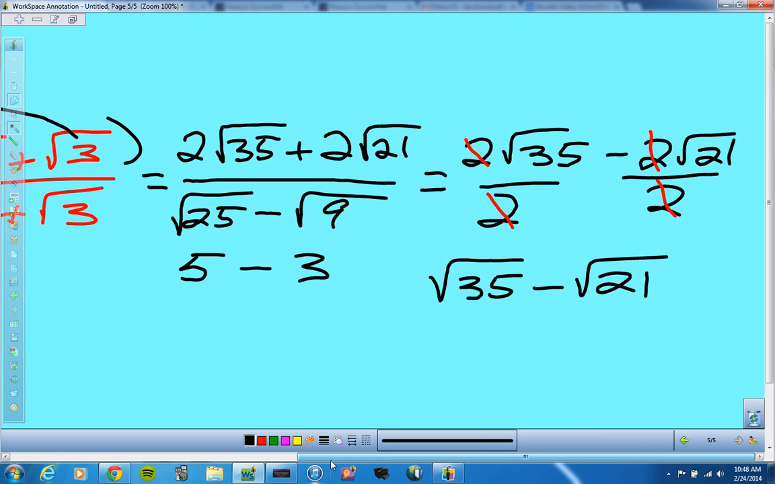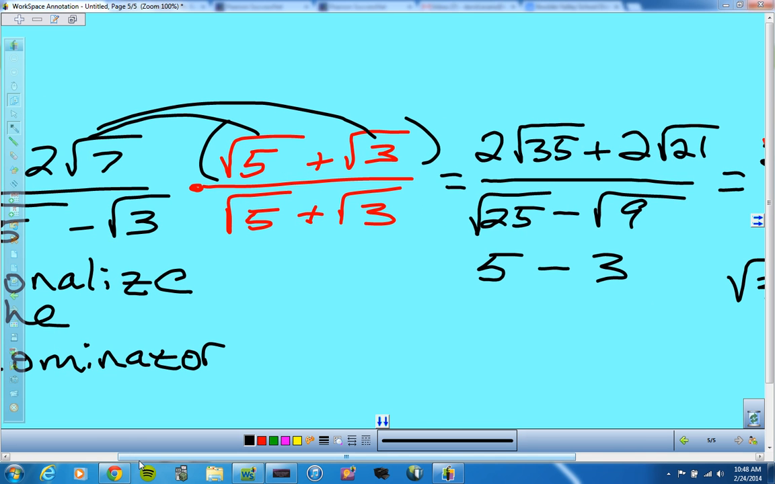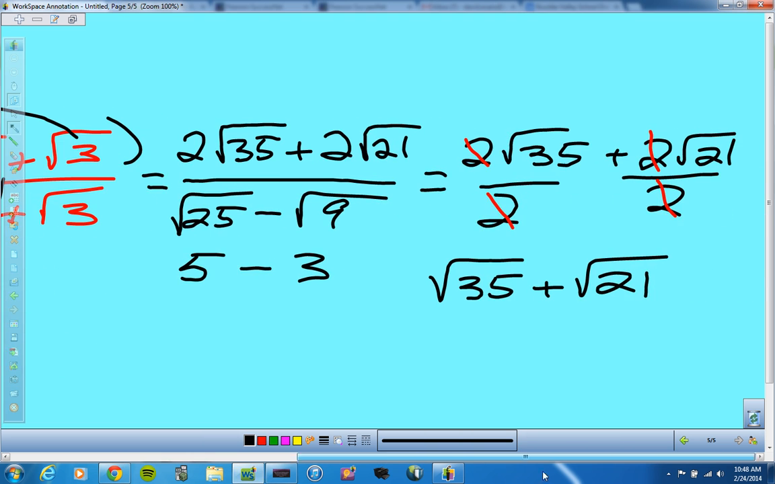It should be a plus. Thank you. Well, it's a plus the whole time in the first place. Right? Because they're multiplied by positive. Right there. I just creatively switched it in there.